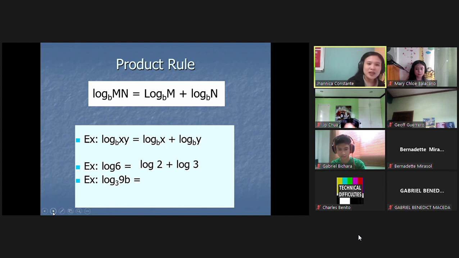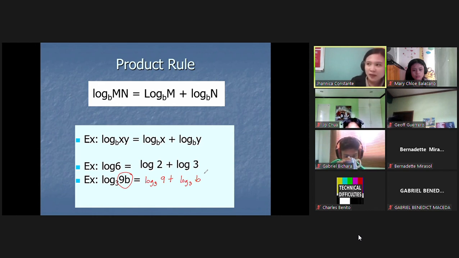Another example, for example, we have the log base 3 of 9b. Okay? So we're going to separate the argument of our logarithmic function, which is 9b, to expand our function. So you are going to have log base 3 of 9 plus log base 3 of b. So that's how you expand the logarithmic function using the product rule. Okay. Question about product rule?